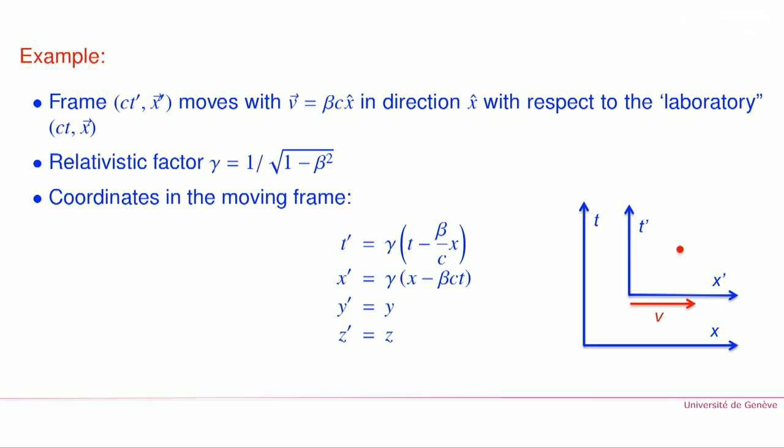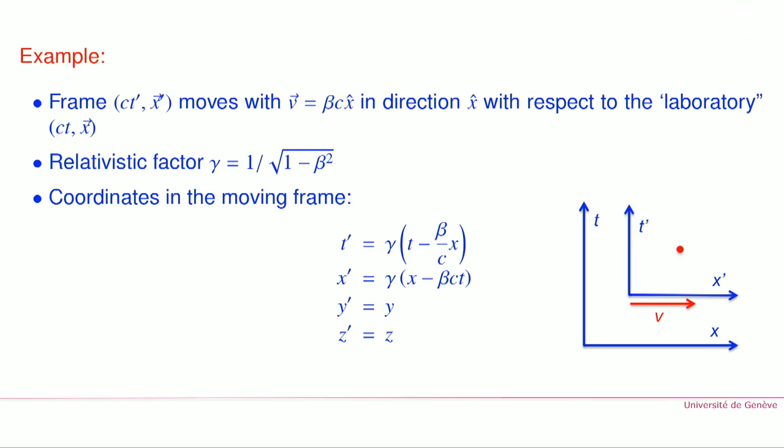Let us specify the Lorentz transformation by a simple example. Let S and S prime be two reference frames. The first one is at rest in the laboratory. The second one moves relative to the first one at a constant velocity v in the direction of the x-axis, which are parallel for the two frames. What are the coordinates of one point in the moving system, so t prime and x prime, expressed in the coordinates of the laboratory frame, t and x?